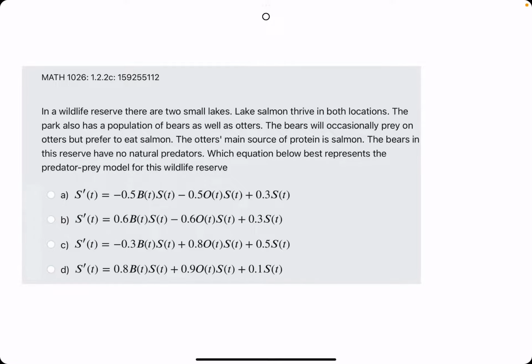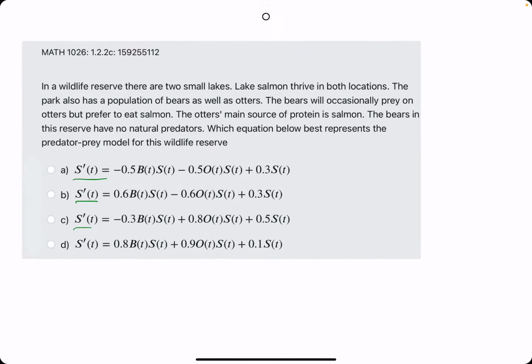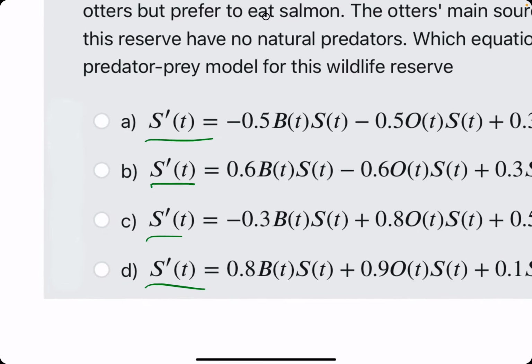Okie dokie. In this problem, they give us some information about bears, otters, and salmon. To summarize it, the bears and otters both prey on the salmon. The salmon are at the bottom of this food chain. Bears will also occasionally prey on otters. That's pretty much it.